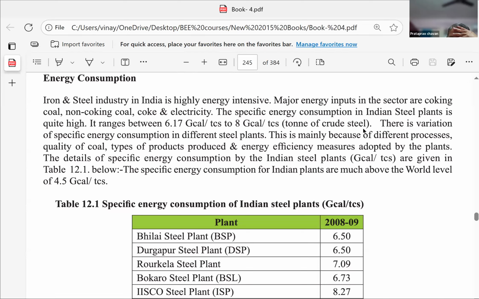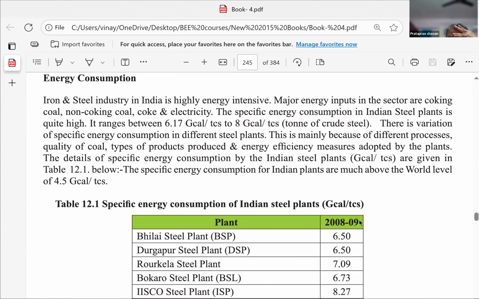This is purchased by individual rolling mill owners and then converted into various forms. So to make this crude steel itself, this is the energy consumption. There is variation of specific energy consumption in different steel plants. This is mainly because of different processes, quality of coal, type of products produced, and energy efficiency measures adopted by the plant. The details of specific energy consumption by Indian steel plants are given in this table, right?